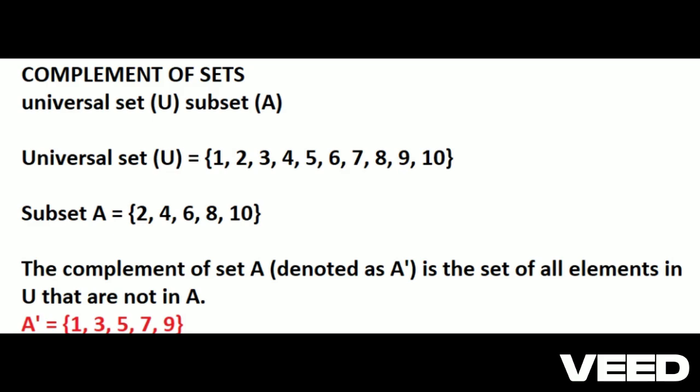These form the complement of set A, which we denote A'. In simple terms, the complement of a set contains everything that is not in the set, but still within the universal set. So A' consists of all numbers from 1 to 10 except the ones in A.